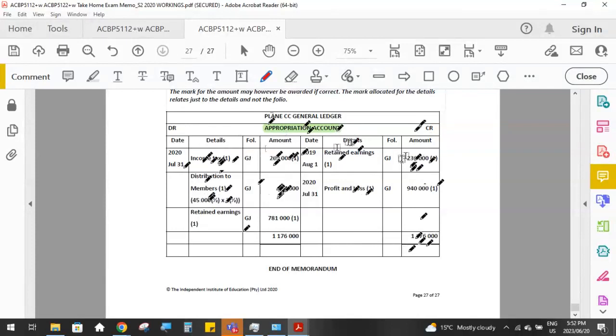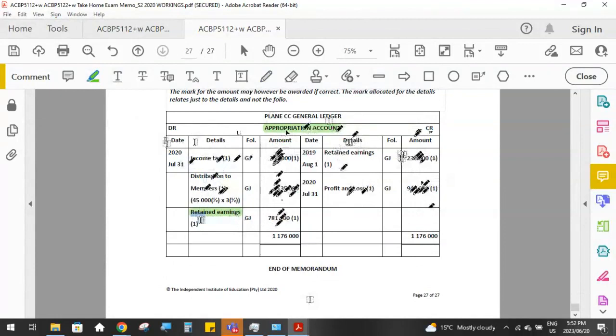Then we take 1176 minus 260 minus the 135 distribution. What's left over is 781,000. So that now gets transferred back to retained earnings. So debit appropriations account, credit retained earnings. And then at the beginning of the next year, you will now have an opening balance of 781,000 in the retained earnings account.